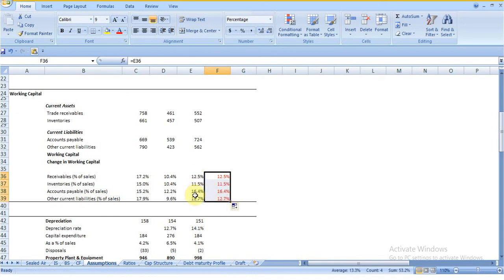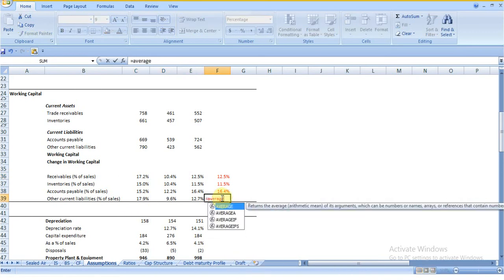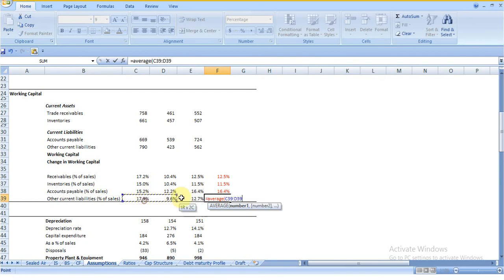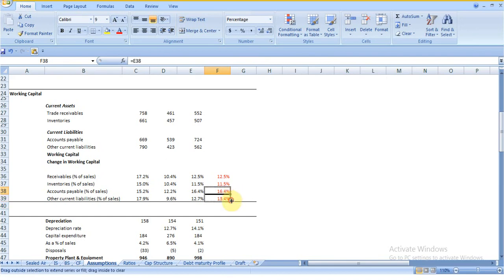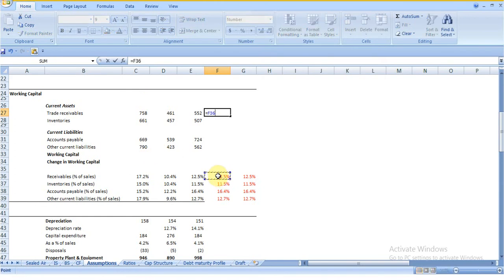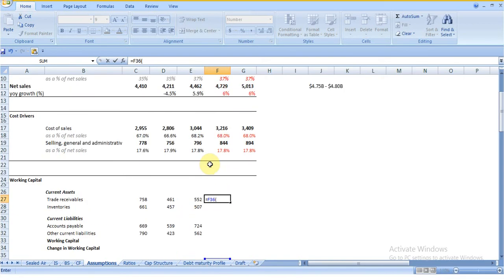If we want, we can take an average also. For example, here we can take the average of the last 3 years as well. This is an average. Okay, so for the time being, keeping the assumptions very simple, I assume that it is going to remain constant as last year, and on the basis of these assumptions, which are mentioned in red, I'm going to back calculate my current assets and current liabilities. So how to back calculate? It is very simple. Just multiply receivables by the sales.